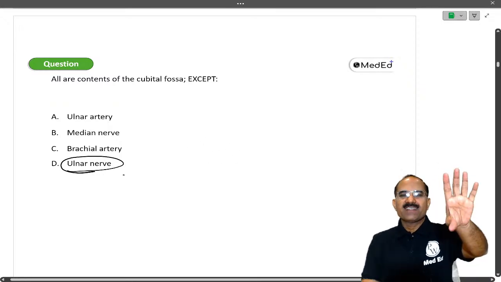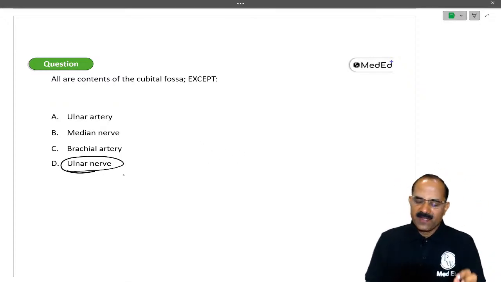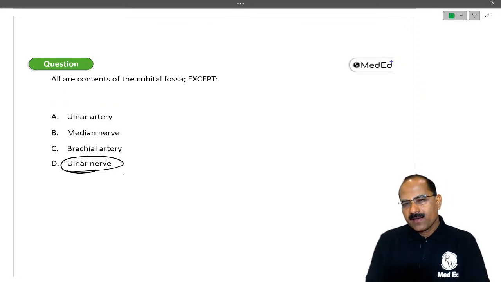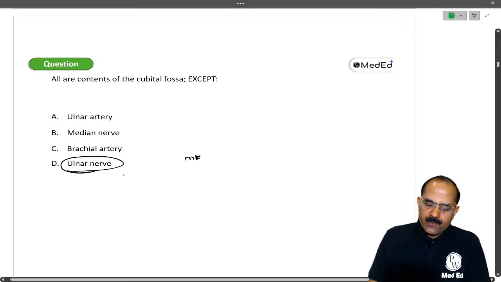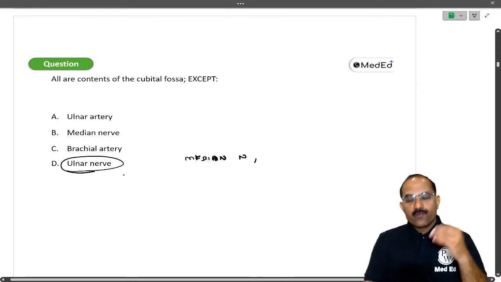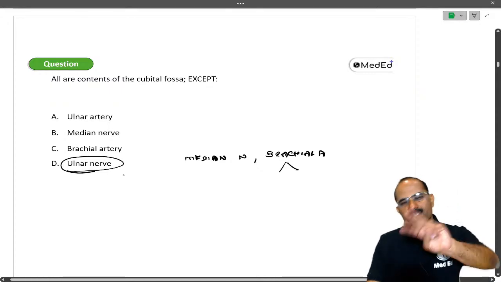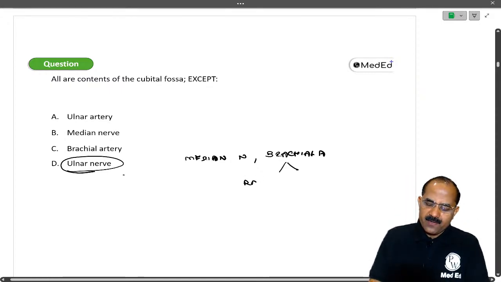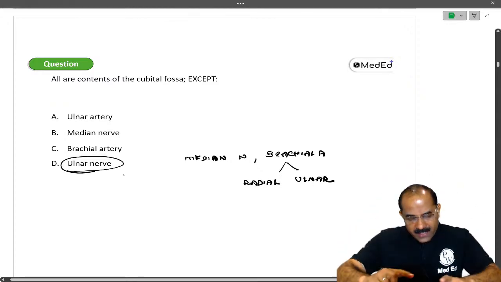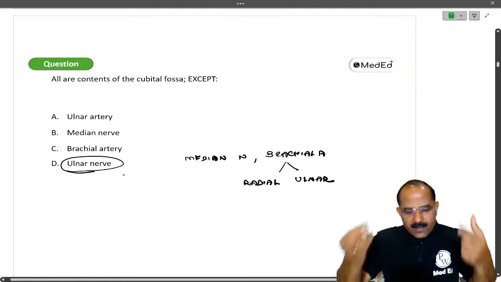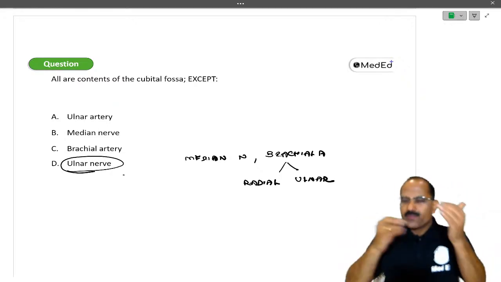This is an FMG lecture. Just listen. Which is the most medial? The median nerve, followed by the brachial artery with its two terminal branches, the radial artery and the ulnar artery. Both are contents of cubital fossa.